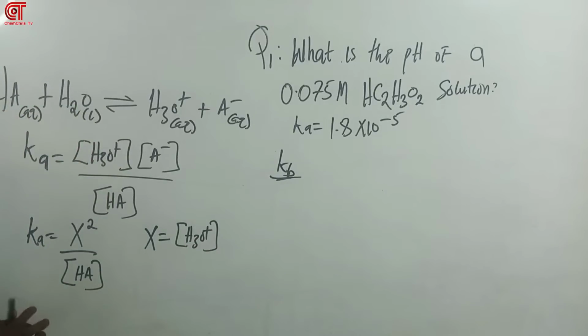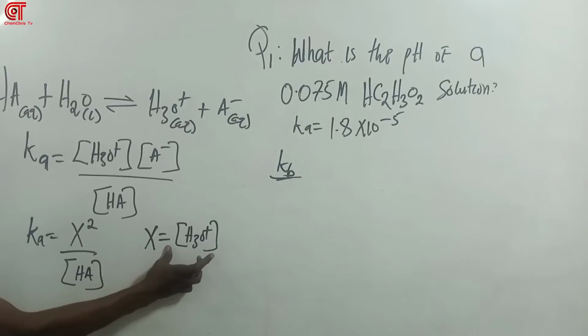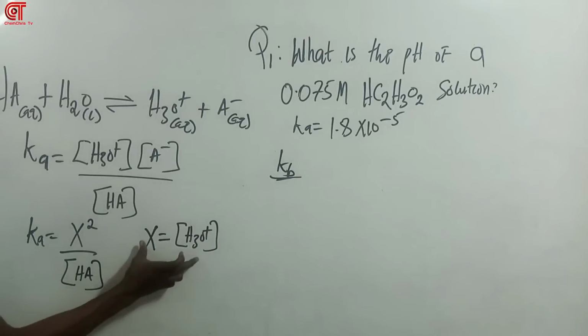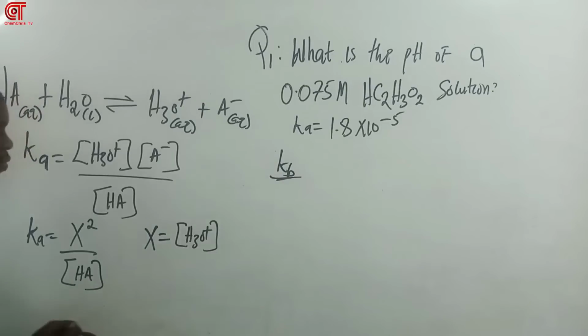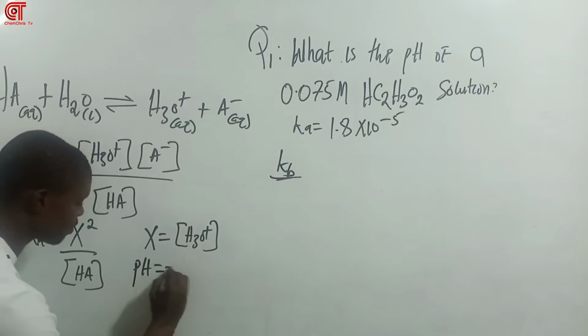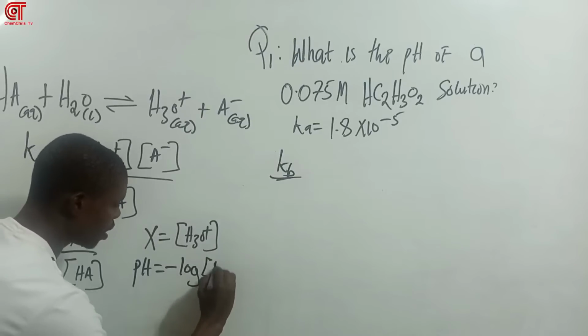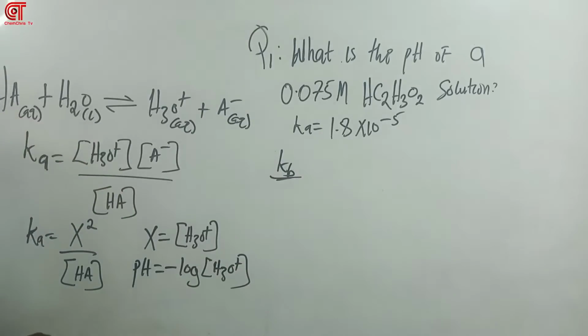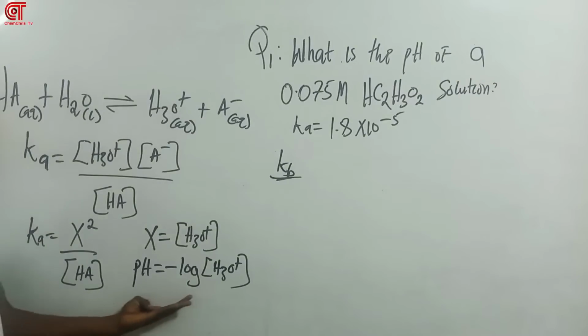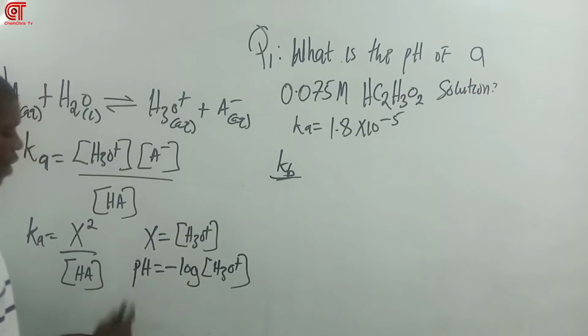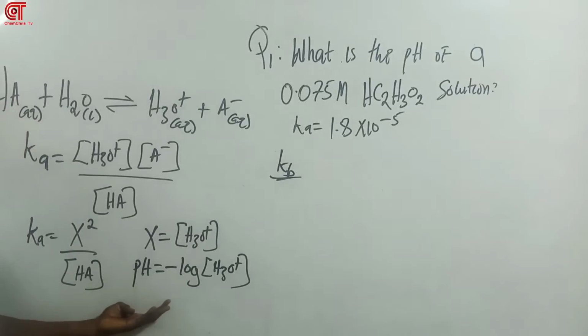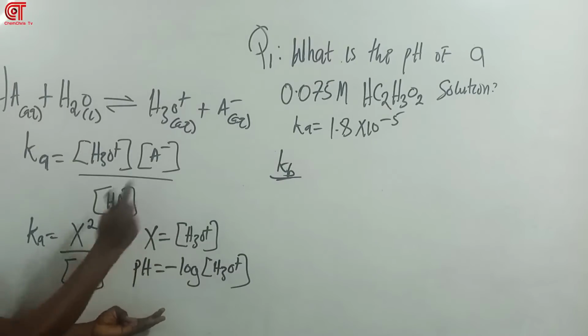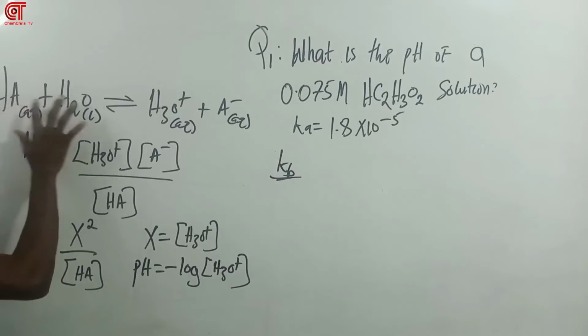So I use this formula to calculate my x, which represents the concentration of the hydronium ion. Once I get my x, I can easily apply the formula pH equals minus log of H3O plus. Do you understand? This is what you are going to use in the pH calculation after you have got it from here. So this is for the weak acid.